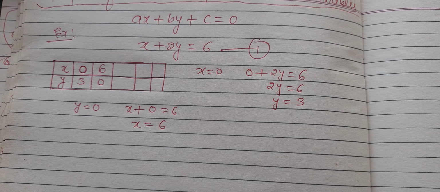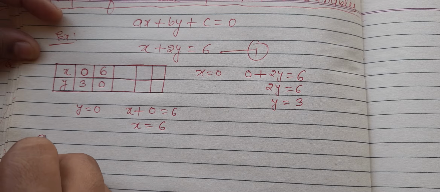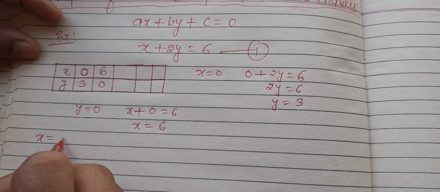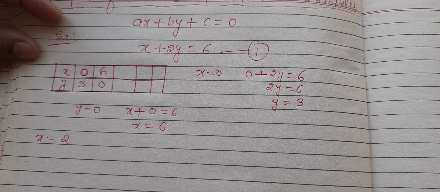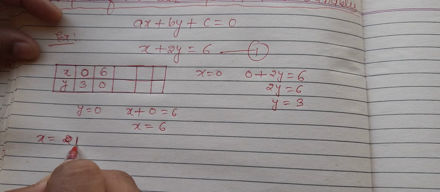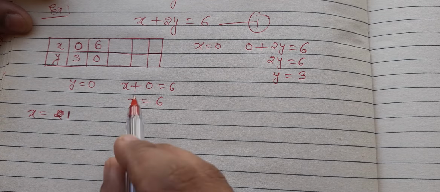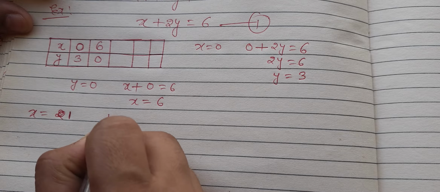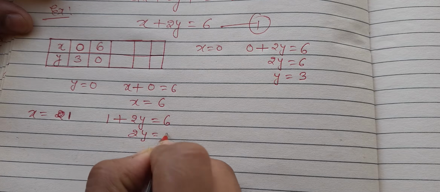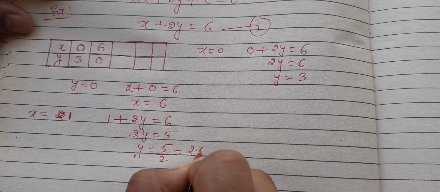Now we can put any value of x or of y. So now I'm putting x equals to 2. You can also put x equals to 1. See, what if we put x equals to 1? If we put x equals to 1 in the equation, we will get 1 plus 2y equals to 6, or 2y equals to 5, or y equals to 5 by 2, which is equal to 2.5.